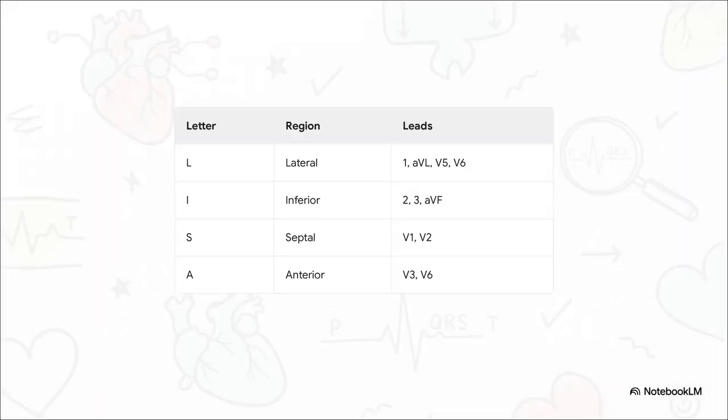Okay, let's decode that mnemonic by taking the key first letters to spell LISA. L stands for the lateral leads, 1, AVL, V5, and V6. I is for inferior leads, V2, 3, and AVF. S is for septal leads, V1 and V2. And finally, A is for anterior leads pulling from V3 and V6. You've got to memorize this mapping. That way, when you spot an abnormality, you know exactly which physical region of the heart is suffering the damage.